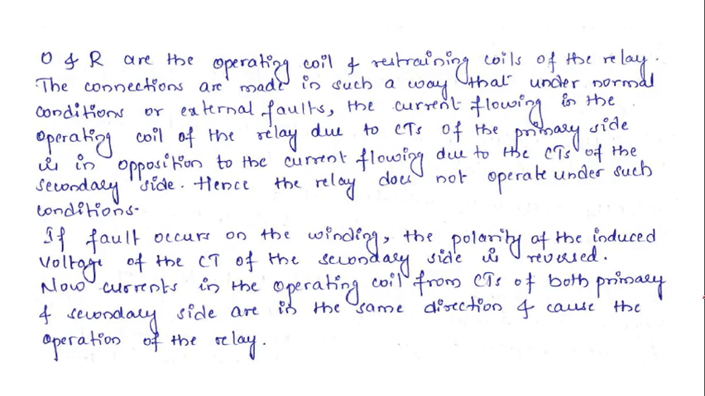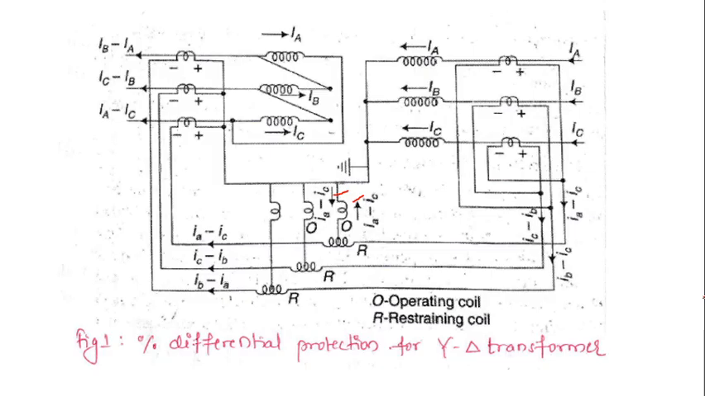If a fault occurs on the winding, the polarity of the induced voltage of the CTs of the secondary side is reversed. Now, currents in the operating coil from CTs of both primary and secondary side are in the same direction and cause the operation of the relay. As and when the fault occurs, automatically the current flow will be in the same direction. Because of the current flowing in the same direction, the difference between these two is going to energize the operating coil of the relay.